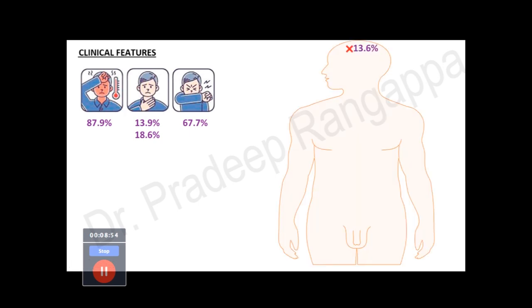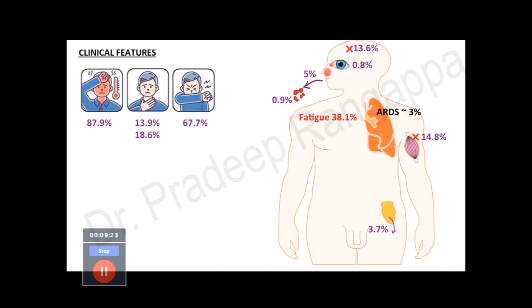And what are the other symptoms? I'll just put it in a pictorial sense. 13.6% of the patients can have headache, 0.8% can have conjunctival suffusion, and 5% will have nasal congestion, so they can have rhinitis, and a very small percentage, 0.9%, can have hemoptysis. Fatigue is very common: 38.1% will have fatigue. Myalgia is present in 14.8%, and 3.7% can have diarrhea.